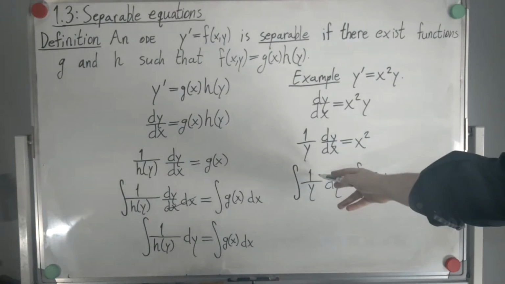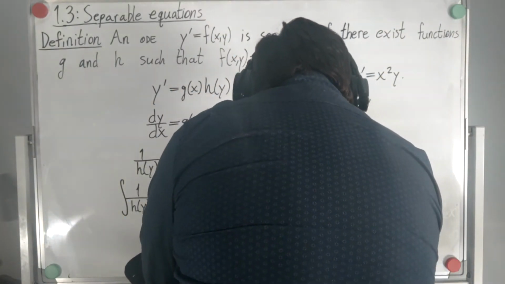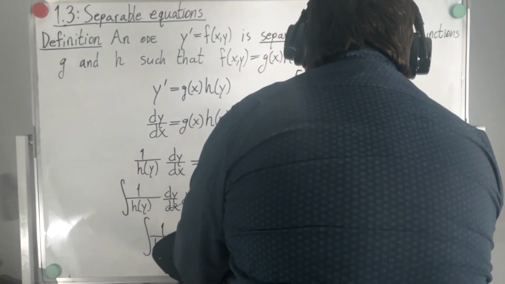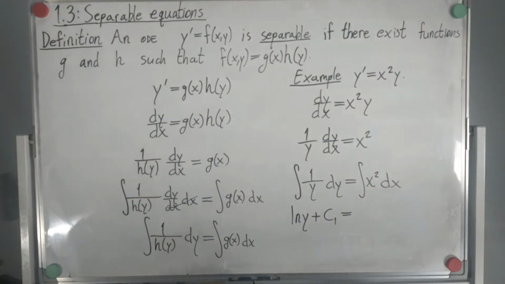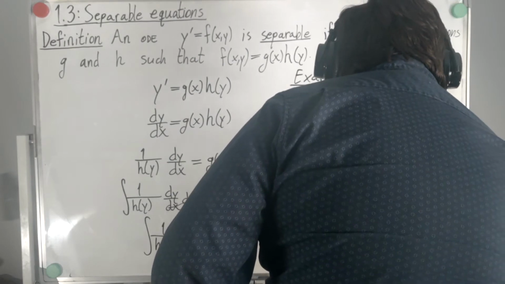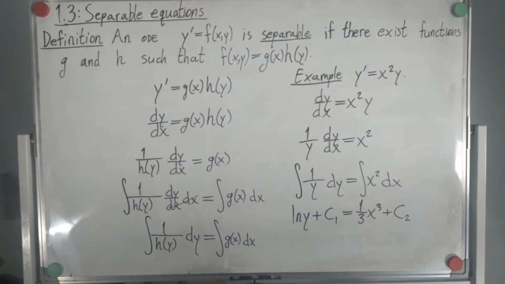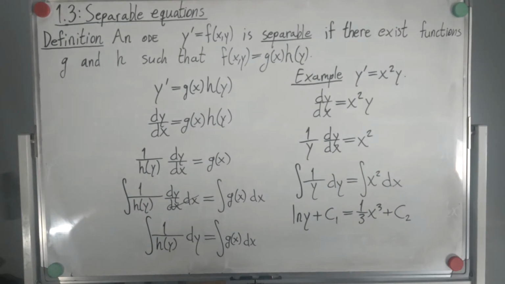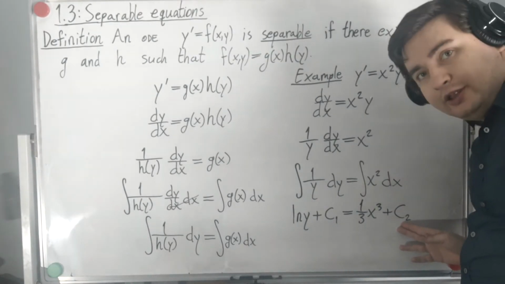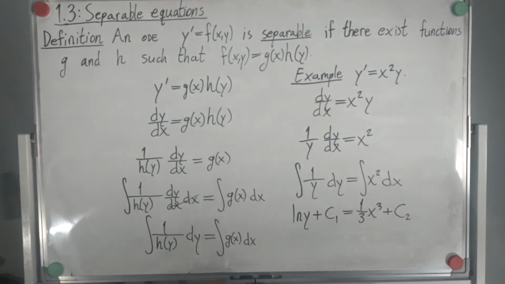So, antiderivative of 1 over y, well, that would be ln y. So ln y plus c1 on the left-hand side. And then an antiderivative of x squared would be 1/3 x cubed. So 1/3 x cubed plus c2 on the right-hand side. So at this point, we have an algebraic equation that describes our solution. If we can solve that algebraic equation for y, we'll be done.